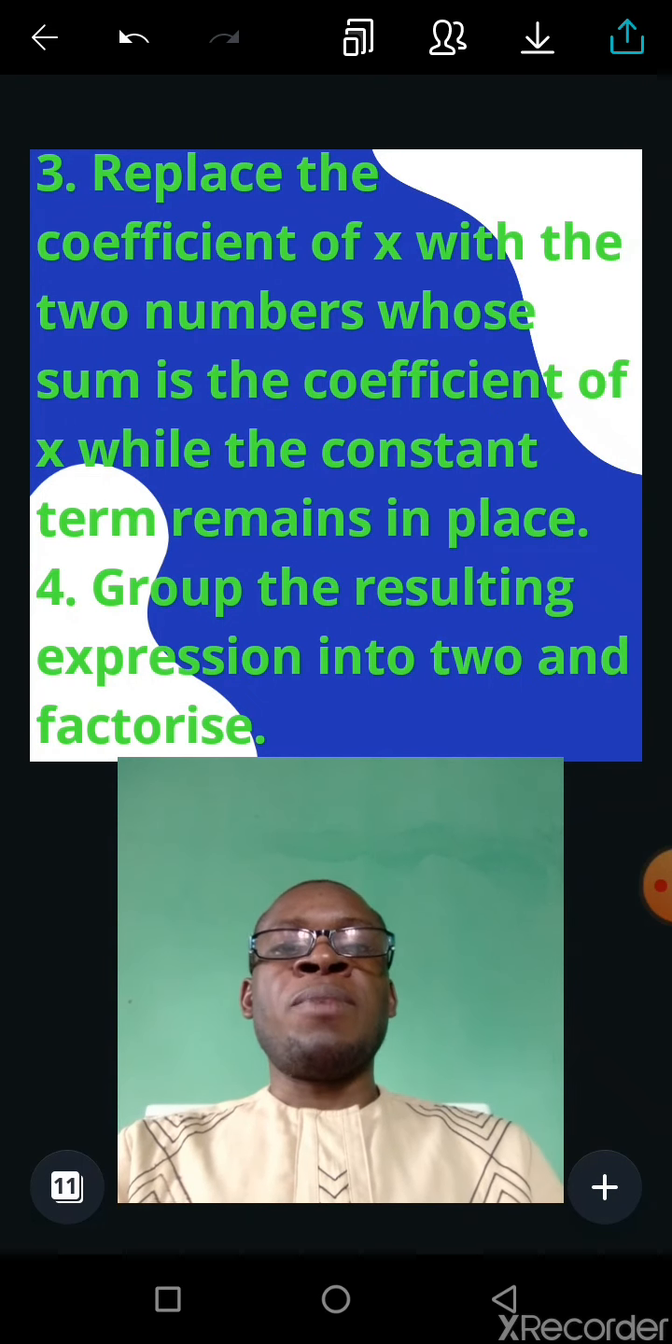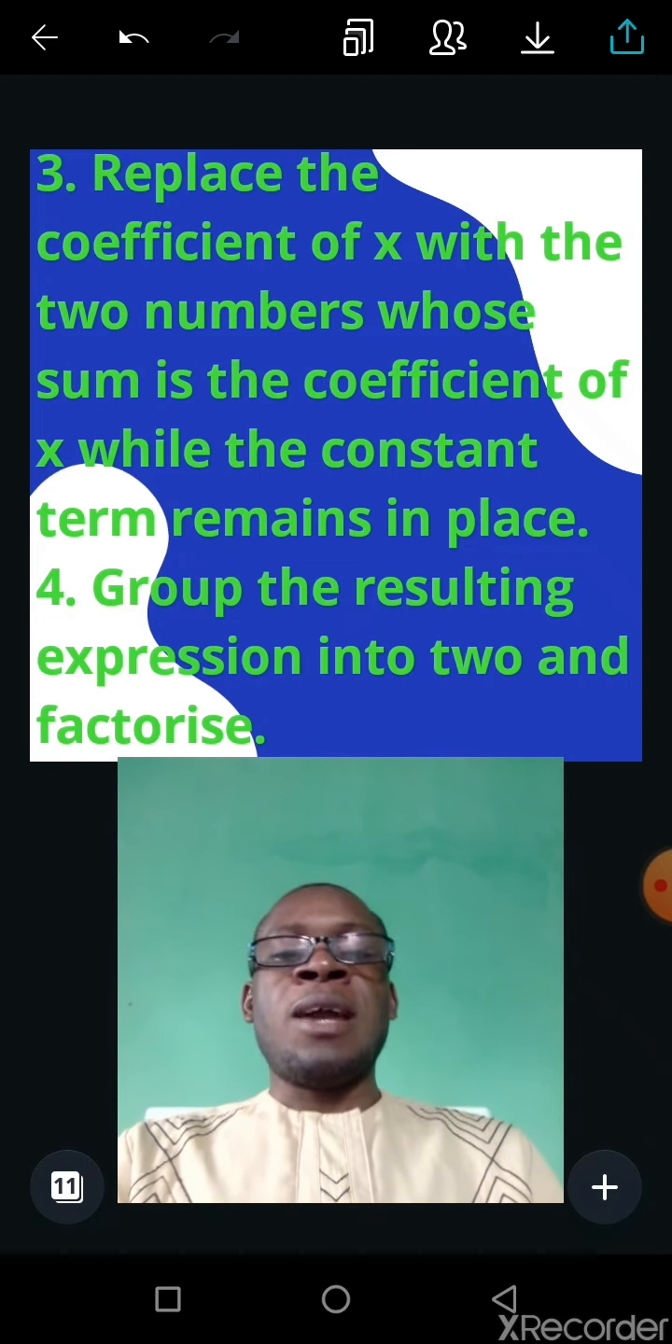3. Replace the coefficient of x with the two numbers whose sum is the coefficient of x, while the constant term remains in place. 4. Group the resulting expression into 2 and factorize. You will find that the resulting expression has 4 terms, and that's why we call it quadratic expression. Quad stands for 4, so you are going to have 4 algebraic terms.